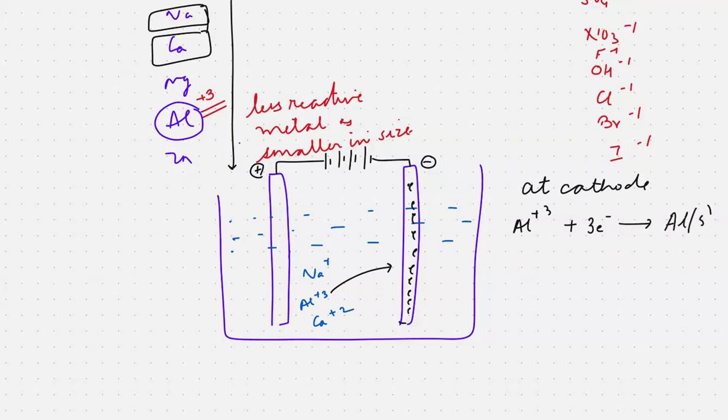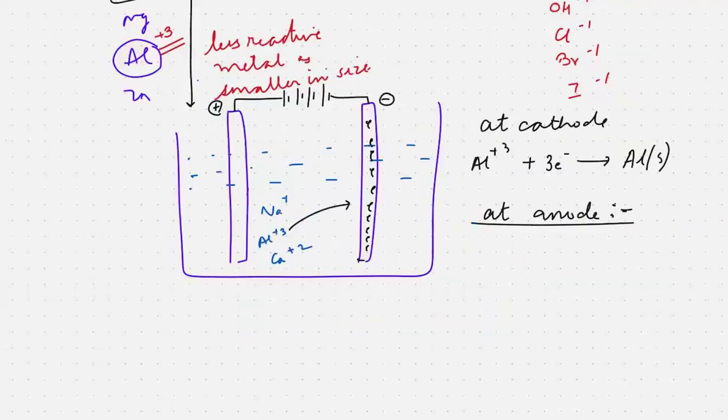Am I right? And at the anode, what is exactly going to happen? Just tell me, at the anode, what do you think we have? We have O minus 2 and we have F minus 1. So out of fluoride and oxide, who is going to be more strongly electronegative? Fluoride. So fluoride holds its electrons tightly.